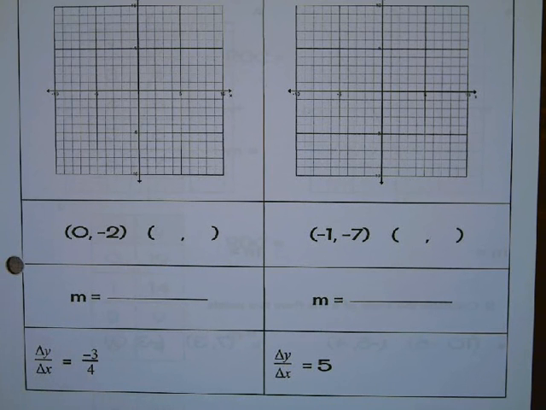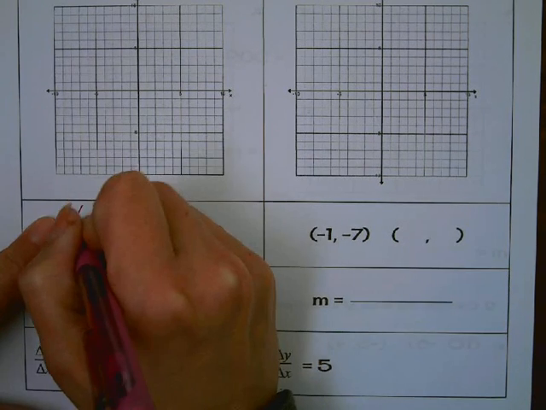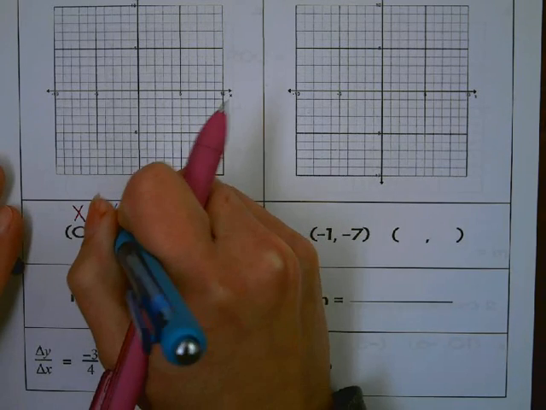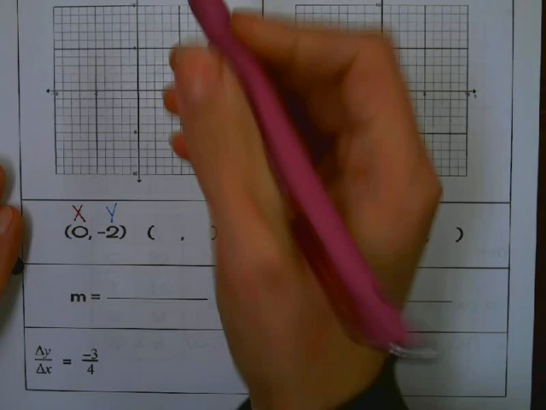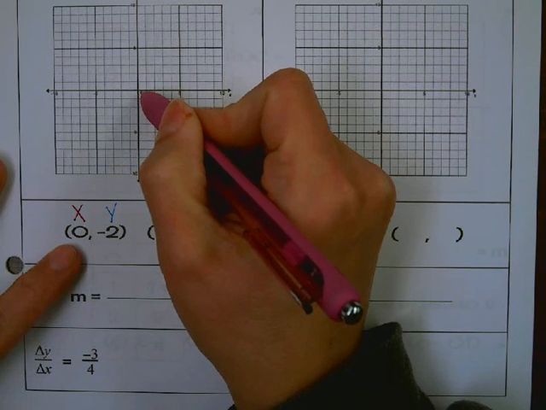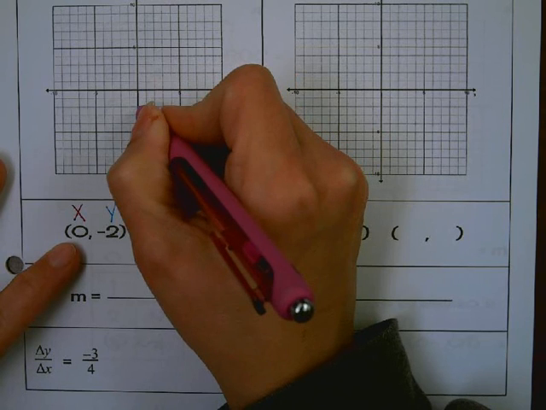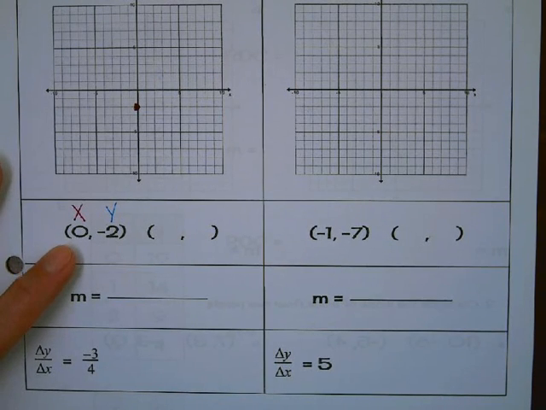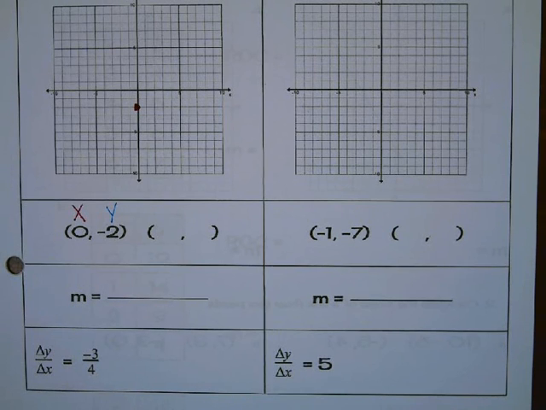So the first thing I'm going to do is plot my very first point, knowing that this is my x and this is my y. So I'm going to go ahead and plot this point. This tells me that I'm not going to go left or right, but I am going to go down 2. So here's my very first point. And now you can see that I need that other point in order to be able to come up with my slope.